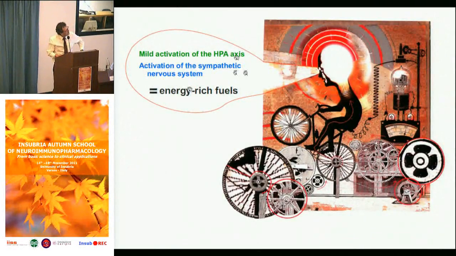What we knew is that the activation of the HPA axis with the final hormone cortisol is important to make gluconeogenesis. Okay, glucose goes up. And for lipolysis, because you also need cortisol for lipolysis. And the activation of the sympathetic nervous system does the same: it makes gluconeogenesis, makes glycogenolysis, breaks down the glycogen stores, and makes lipolysis. So the systems that we recognize as activated in the acute inflammatory situation provide energy-rich fuels to the body. This is the meaning.